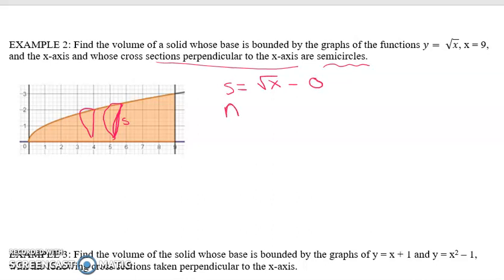Then let's find the area of that cross section. So the area of my semicircle. Remember, my semicircle was 1/2 times pi.